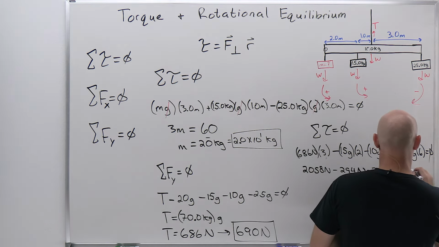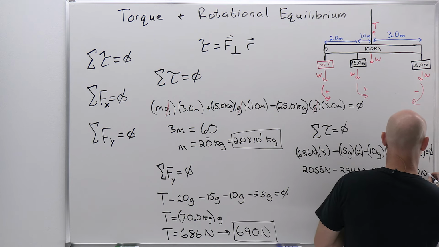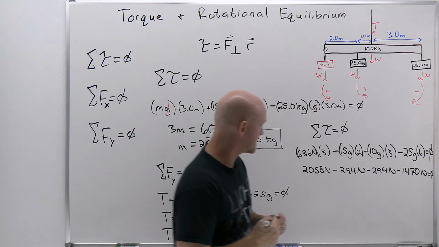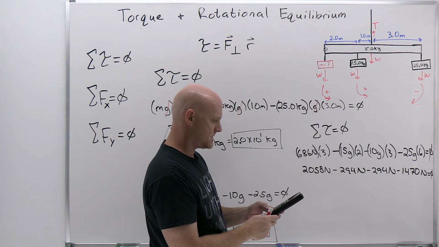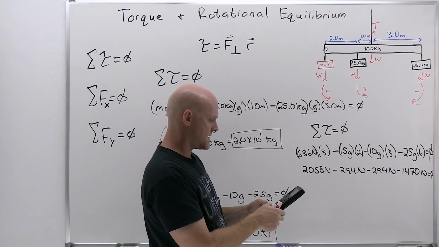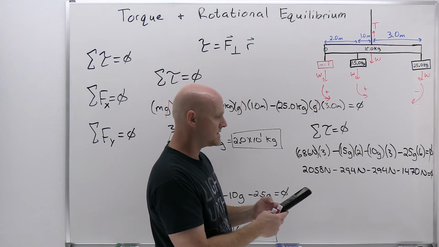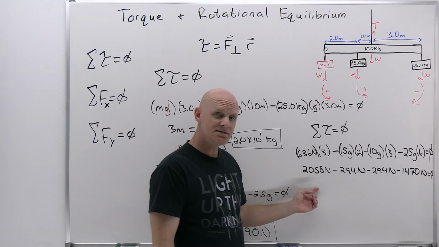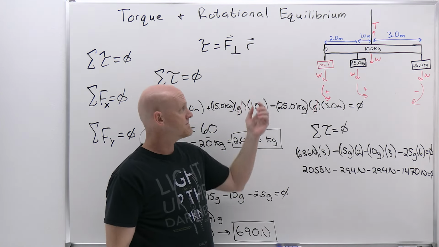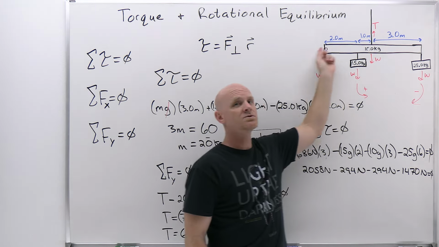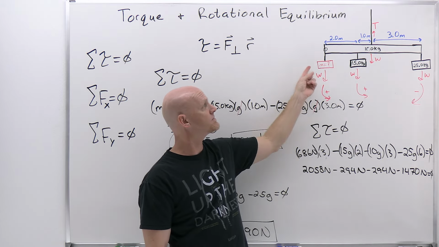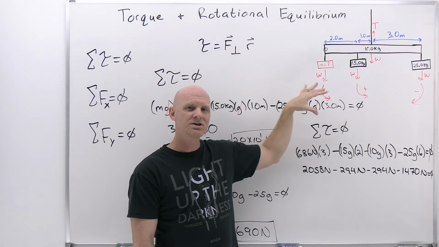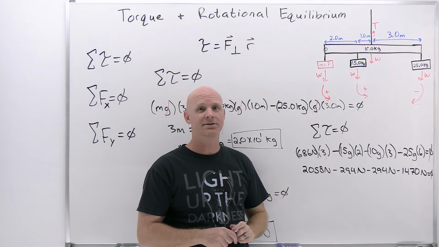And the question is, does it equal zero? If we take 2058 minus 294 minus 294 minus 1470, lo and behold, it does indeed equal zero. And we verified that we could have put the proposed axis of rotation anywhere, and at least the math would have worked out. Again, we couldn't have actually solved for the unknown mass had we put it there, but I'm just verifying that it works mathematically.